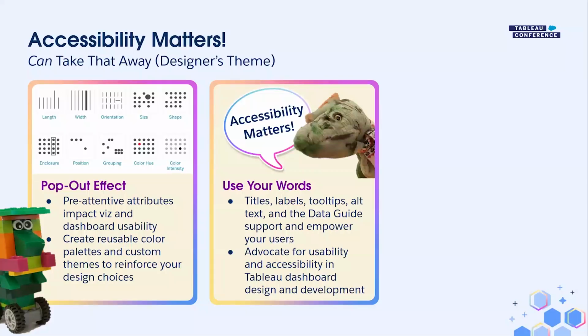Second, words matter. Data viz is about more than just the data. You need to provide pathways for sighted users and those with vision deficiencies, for users with motor issues and those without. All users need to be able to get to the data and also understand the data and its context. The other side of words is advocacy.